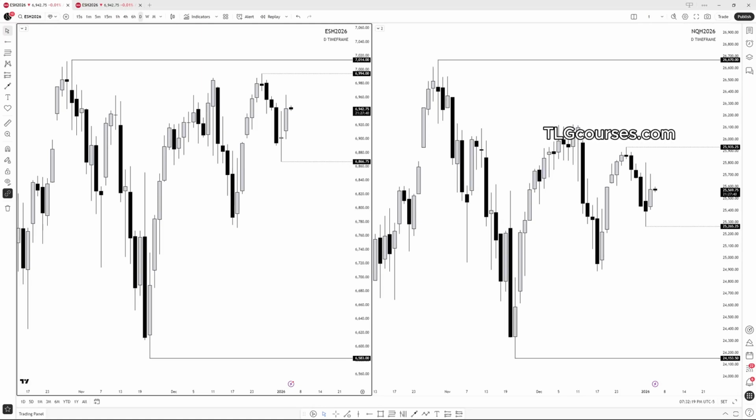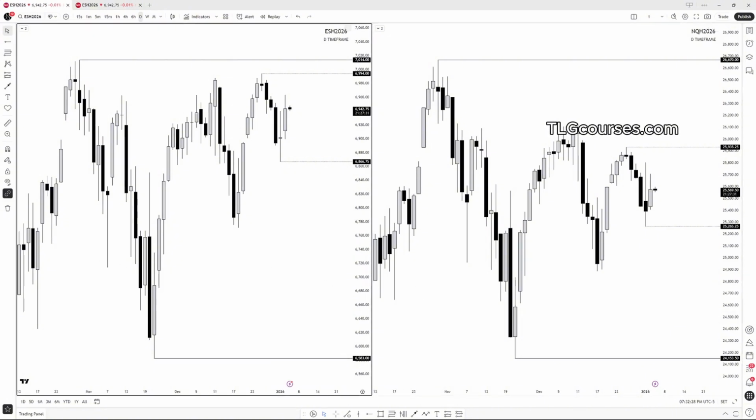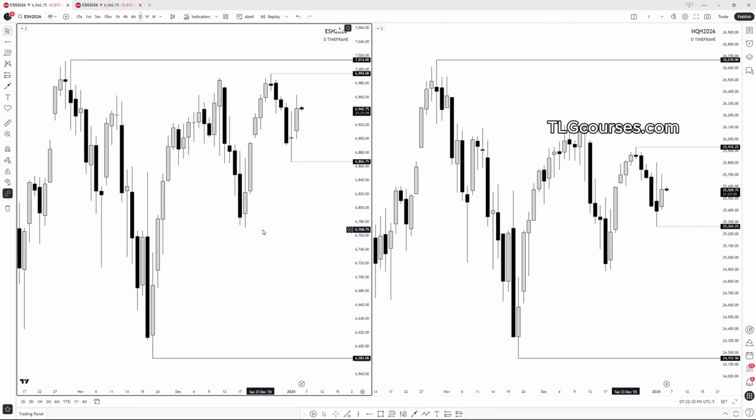Do you trade multiple markets a week, or do you focus on one for the week? My main focus always is index futures. This is my bread and butter right here.